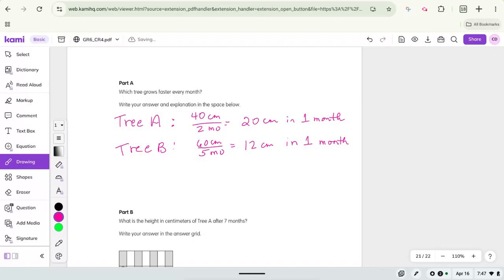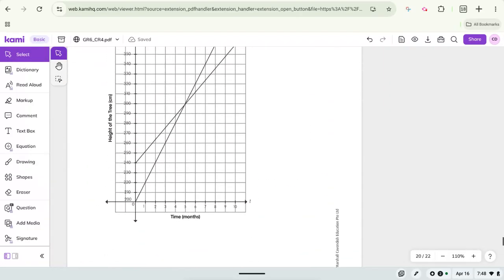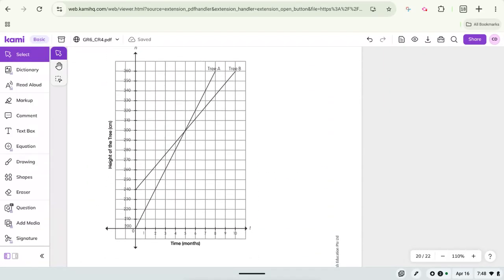So tree A started out smaller, but it's growing faster. And that's the question, which tree grows faster? So because of this, I can see that tree A grows faster. The other thing you can see is when you look at the graph, the graph for tree A is steeper than the graph for tree B. So that's another way to show that it's growing faster.